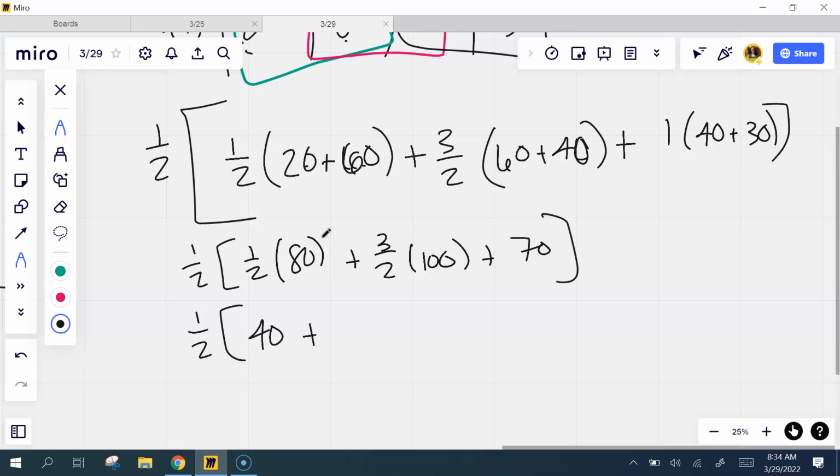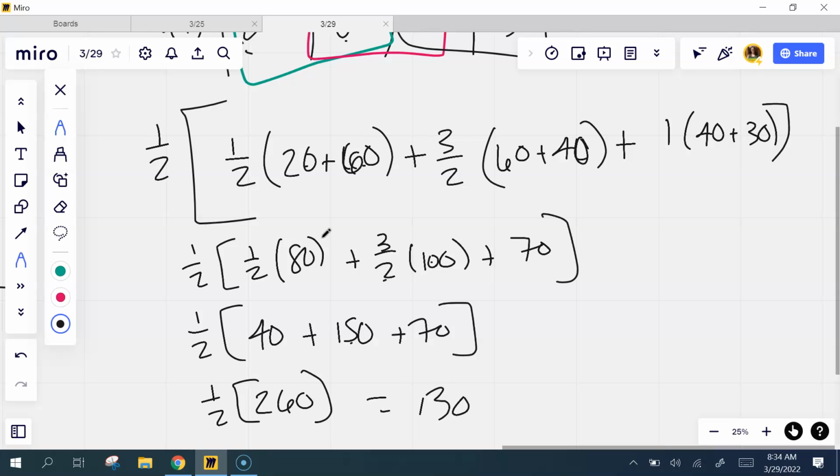It's non-calculator. Divided by 2 is 50 times 3 is... I thought this was a lot without a calculator. It's not hard math, it's just a lot. 190, 260, and then 1/2 of 260 is, of course, 130.